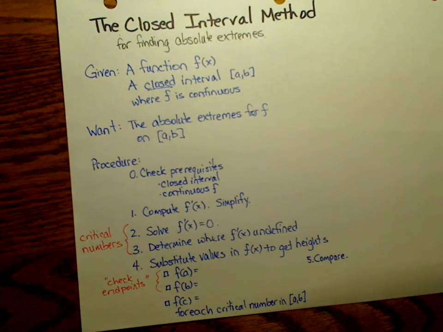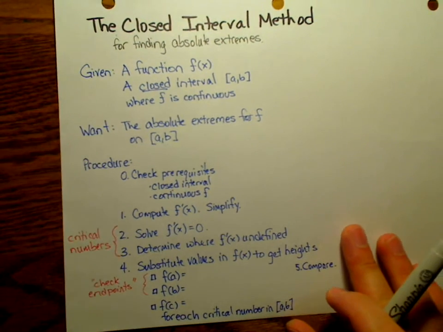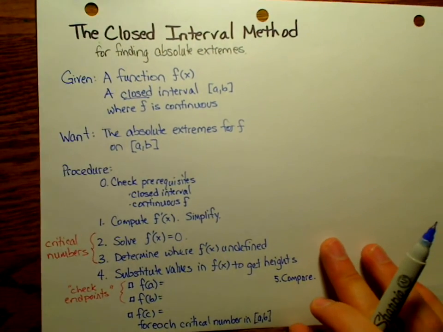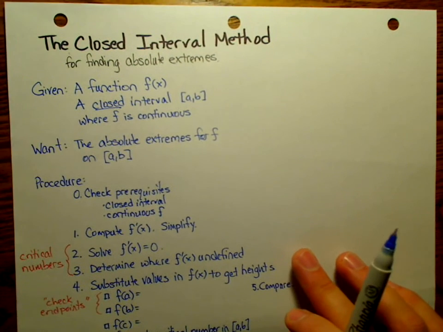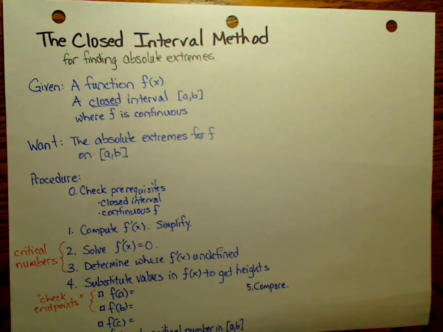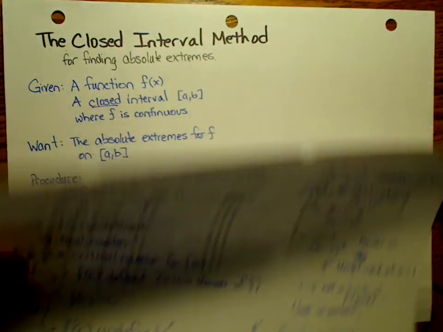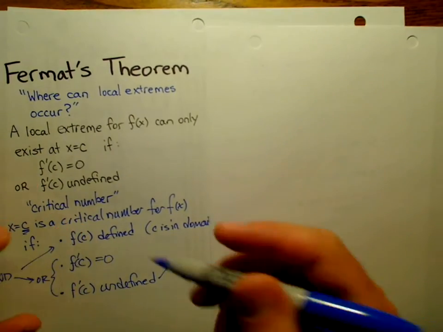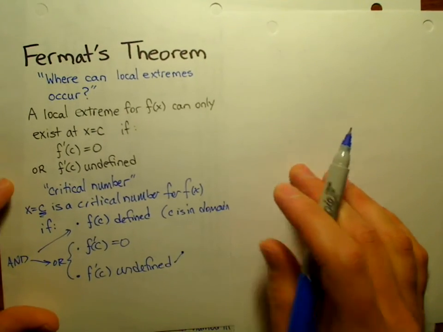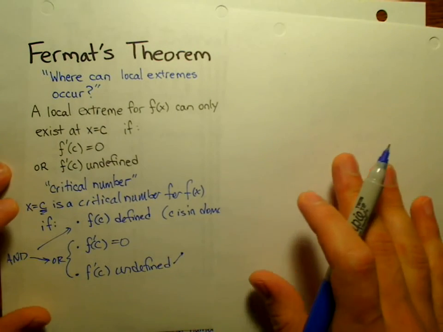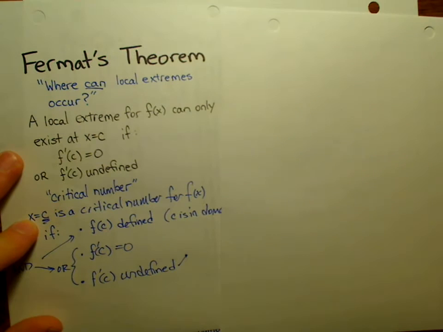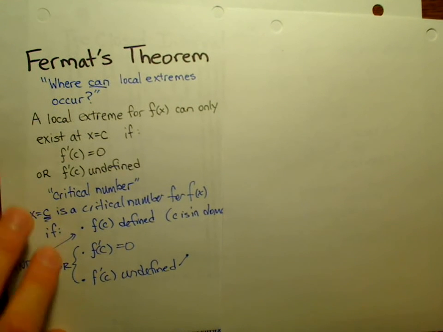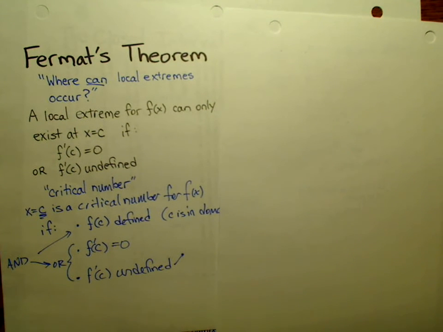And so once we have Fermat's theorem, that tells us where local extremes might happen. It actually doesn't tell us once you find them that they definitely are. It's another thing that I should mention, getting ahead of myself with that paper. Critical numbers are potential extremes. Where can local extremes occur? It's not where they must occur. You can have all sorts of fake outs.